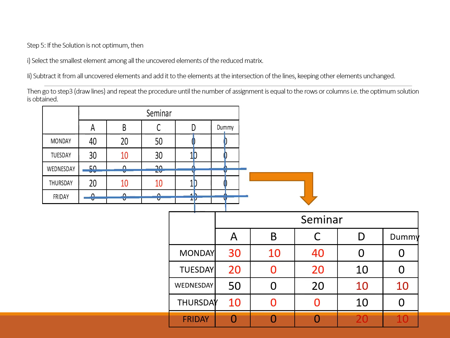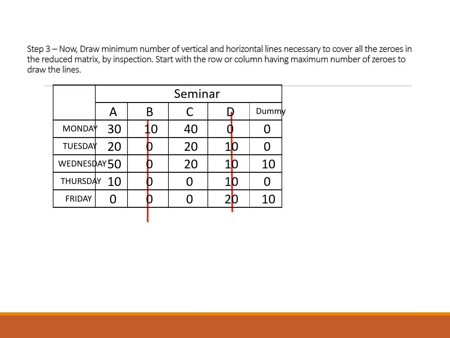So move on again to step number 3, draw the lines which cover the maximum number of zeros. So here you can clearly identify column B having the maximum number of zeros. So draw the vertical line which covers those particular zeros. Then next, row Dummy having the maximum number of zeros. So draw the line which covers those particular zeros.